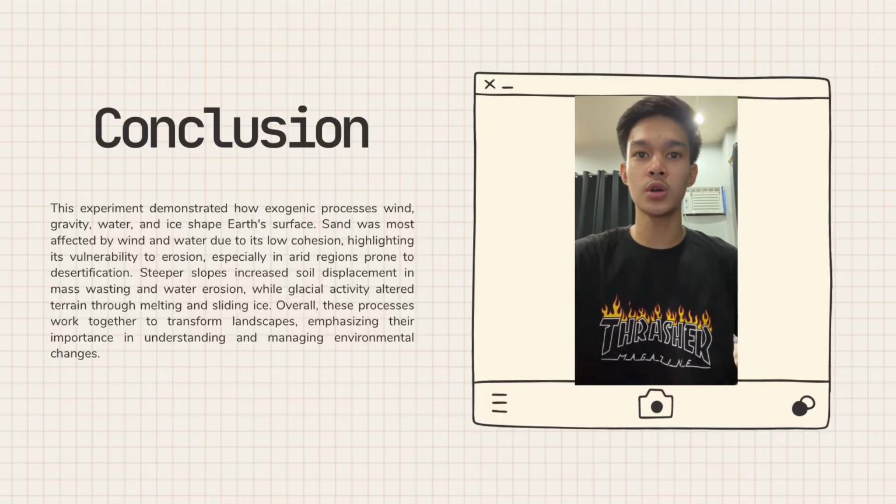Steeper slopes increased soil displacement and mass wasting and water erosion, while glacial activity altered terrain through melting and sliding ice. Overall, these processes work together to transform landscapes, emphasizing their importance in understanding and managing environmental changes.